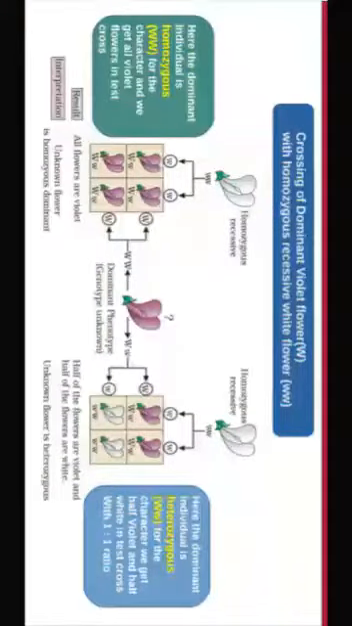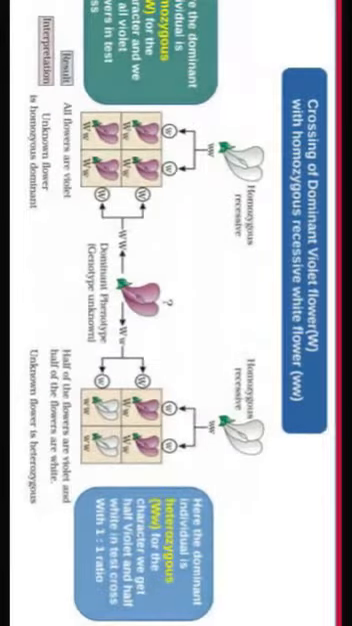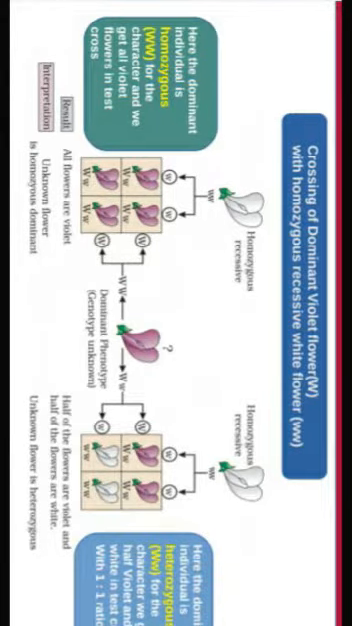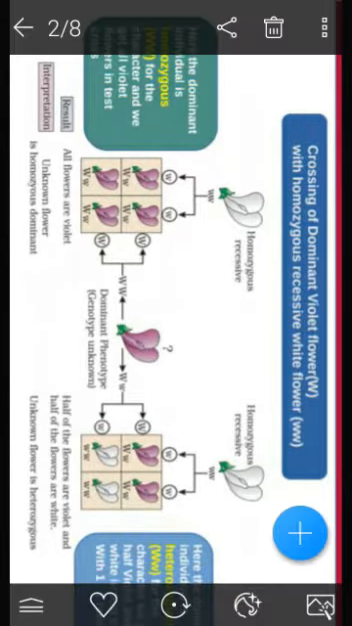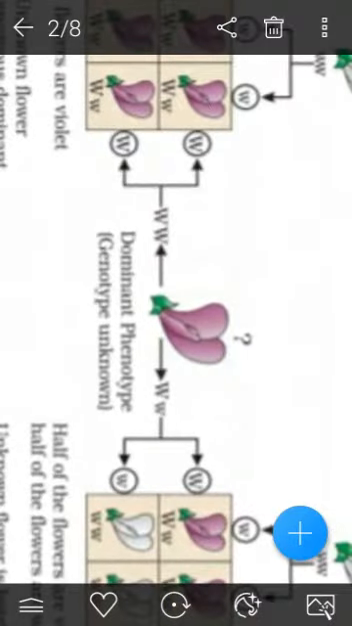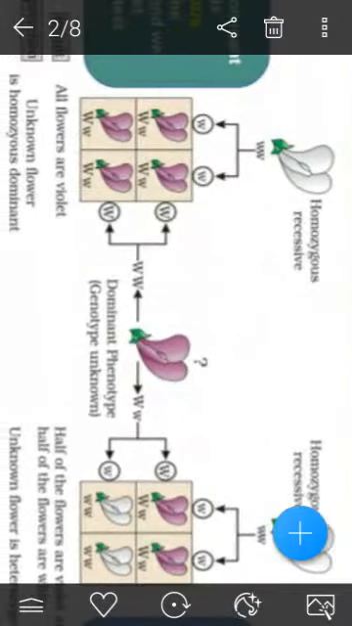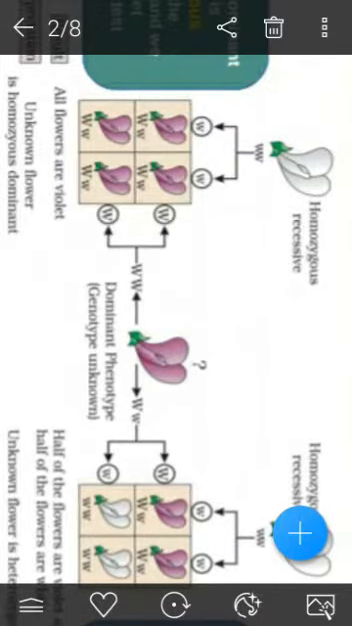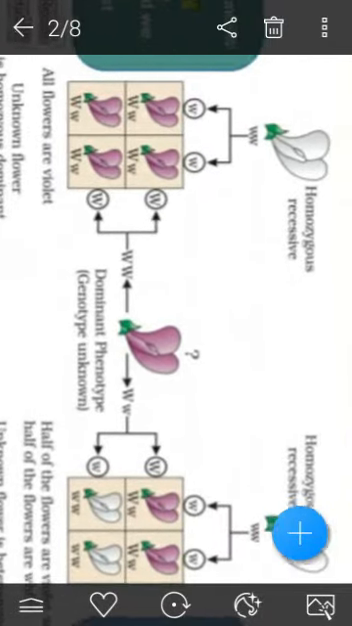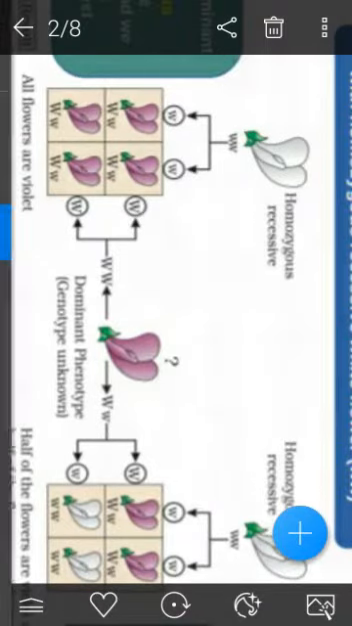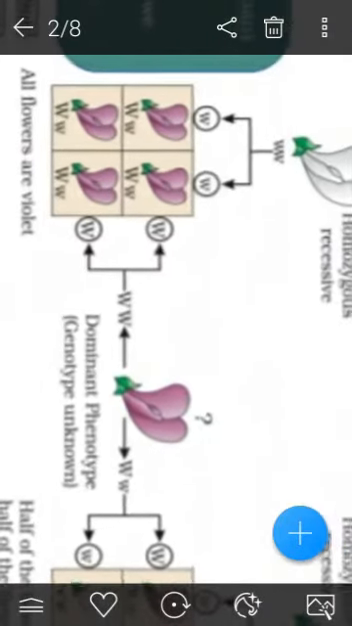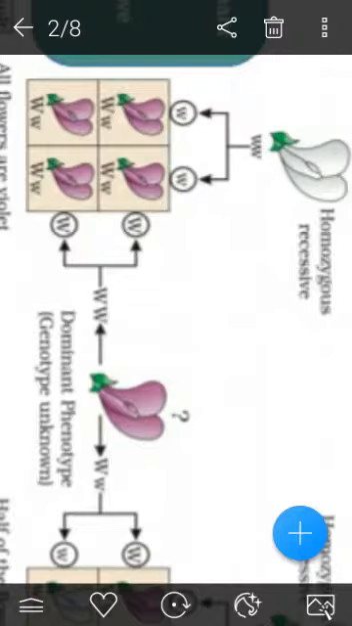Then, this is the cross given in your textbook. Here we have to find out something. This is the dominant phenotype, but we don't know the genotype. So the violet flower may be either capital W capital W, or capital W small w. Violet is the dominant character and white is the recessive.